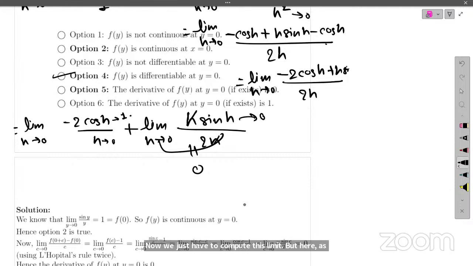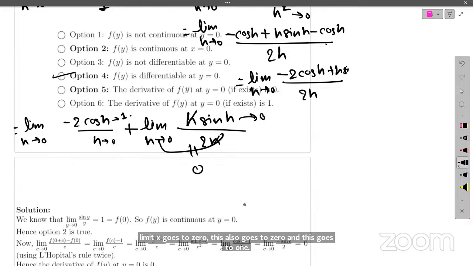Am I right, or have I made some calculation mistake?